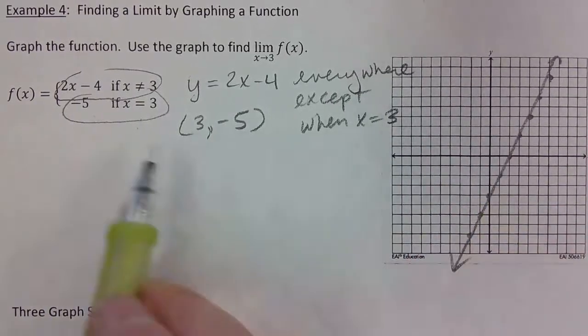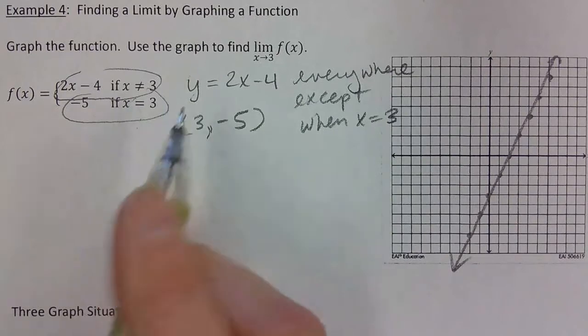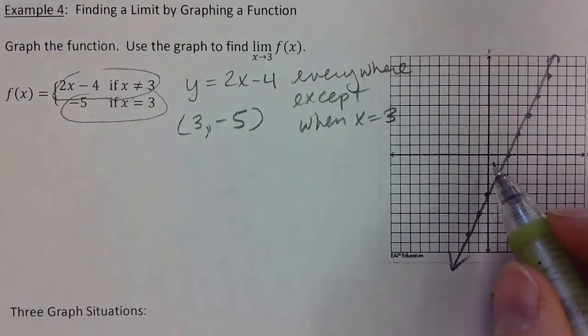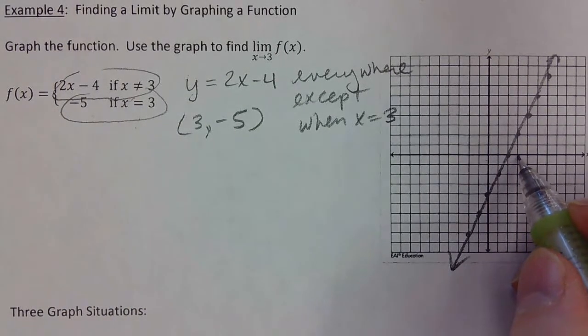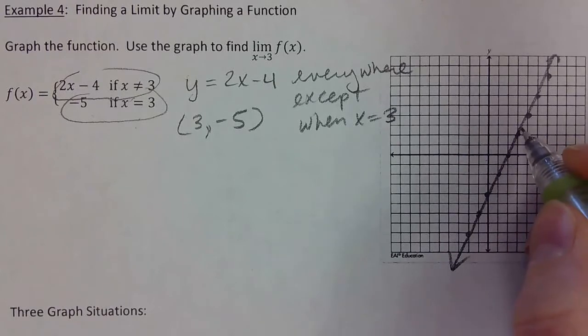Except now it says x can't be 3. So then what I'm going to do is go over to my graph where x does equal 3, and then go up to that graph. And when x equals 3, I can't actually have anything right here. So this is going to be an open circle.